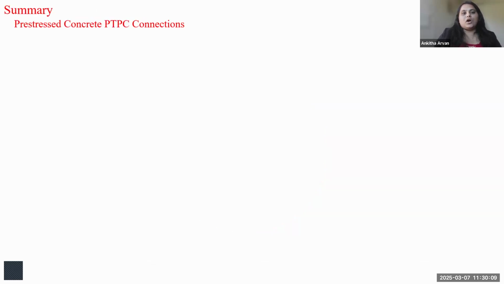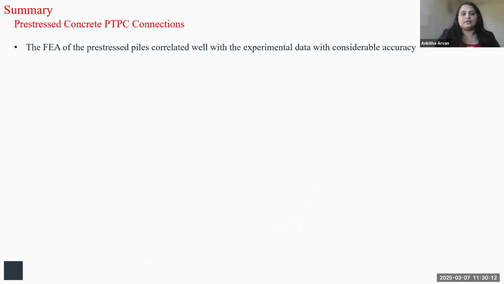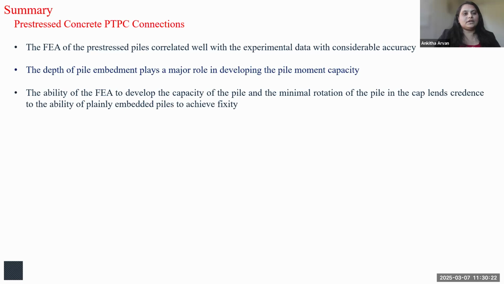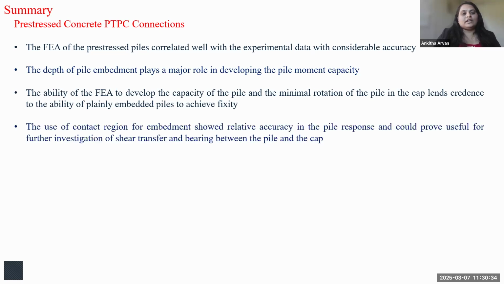So in summary, for pre-stressed concrete PTPC connections, it was shown that the FEA was correlating well with the experimental data with considerable accuracy. The depth of pile embedment played an important role in the pile moment capacity, of course. The ability of FEA to develop the capacity of the pile and minimum rotation of the pile in the cap lent credence to the ability of plainly embedded piles to achieve fixity. The use of contact regions for embedment showed relative accuracy in the pile response, and it was proven useful for further investigations of shear transfer and bearing between pile and cap.